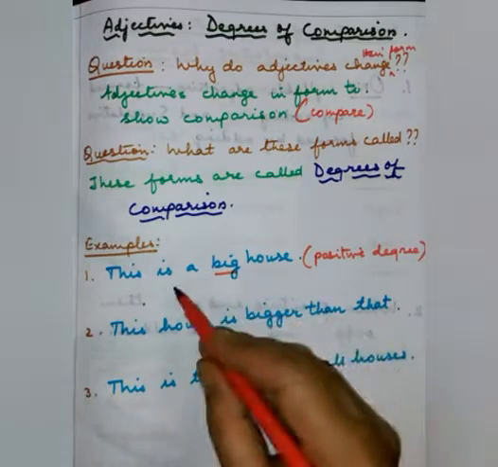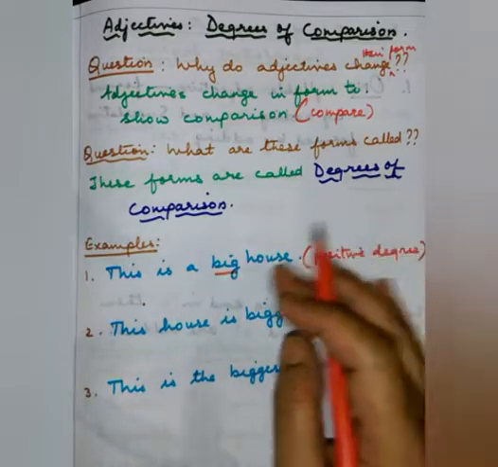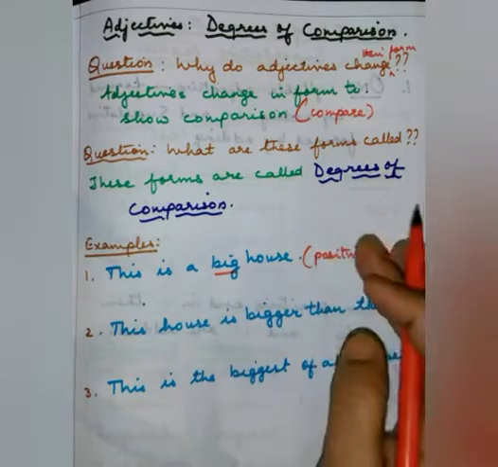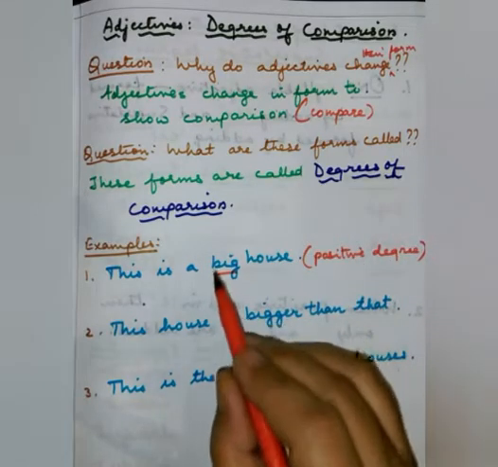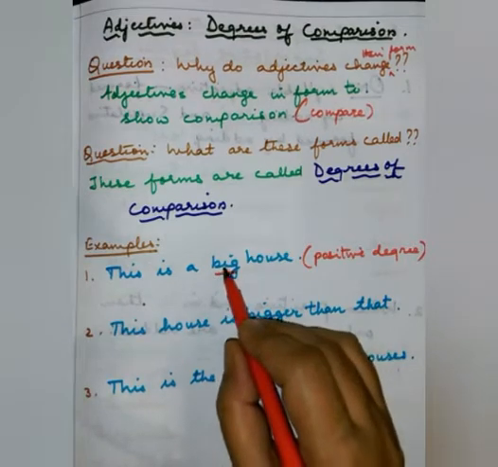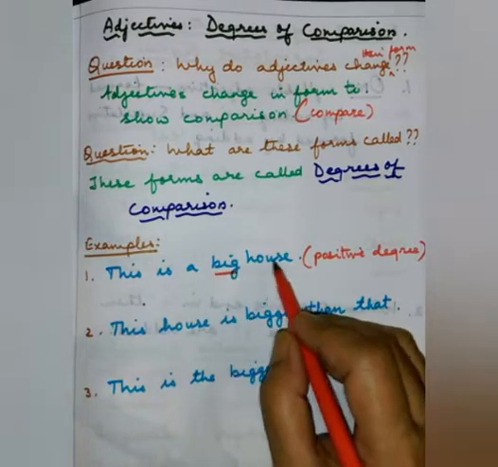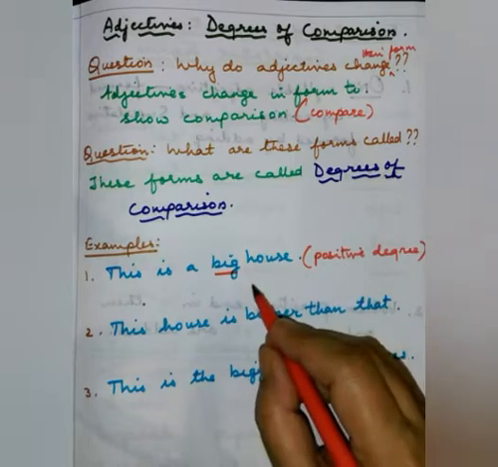Now how many houses are we comparing here? Are we comparing 2, 3, 4 houses, or am I talking about only one house? I am talking about only one house. This is a big house. One house. So positive degree.